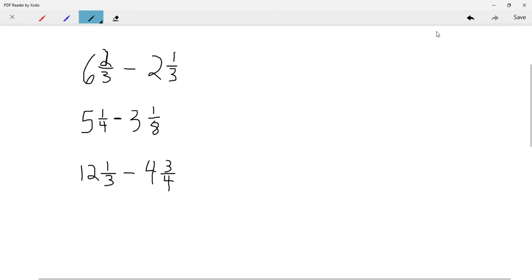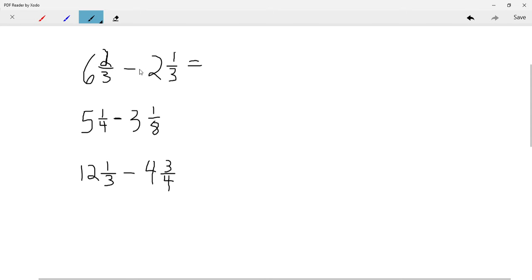Today we are going to be talking about subtracting mixed numbers. There are a couple of ways to do this, but it's not too complicated once you kind of figure it out. It's very similar to subtraction we've done of both whole numbers and of fractions. So let's start with this first one.